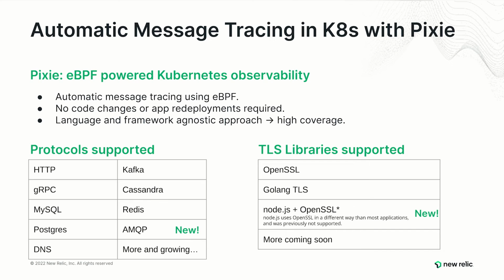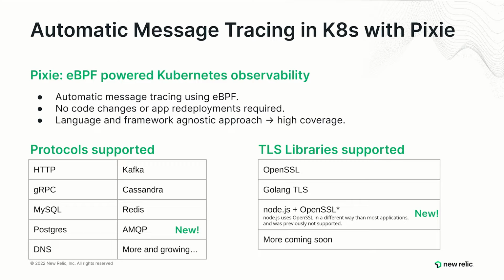In this video, we're going to take a look at how you can use Pixie to automatically capture the messages between the various services in your Kubernetes cluster. Pixie, which you can install as part of New Relic's Kubernetes integration, uses eBPF technology to perform automatic message tracing. Because it uses eBPF, no code changes or app redeployments are required, and the approach is language and framework agnostic, so you get high visibility into the traffic on your cluster.